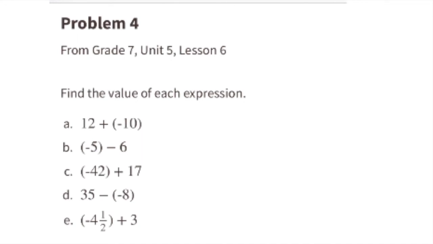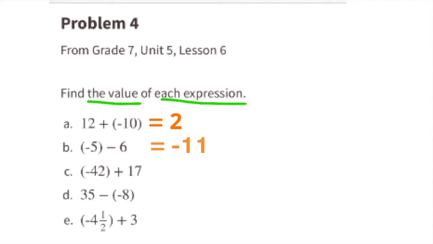Problem number 4 from 7th grade, Unit 5, Lesson 6. Find the value of each expression. A. 12 plus -10. That's the same as 12 minus 10. And 12 minus 10 is 2. B. -5 minus 6. Imagine a number line starting at 0. Move 5 to the left and move 6 more to the left. You've moved a total of 11 to the left. So -5 minus 6 is -11.